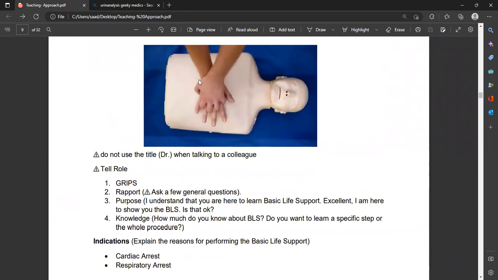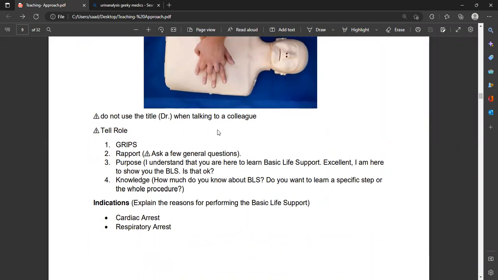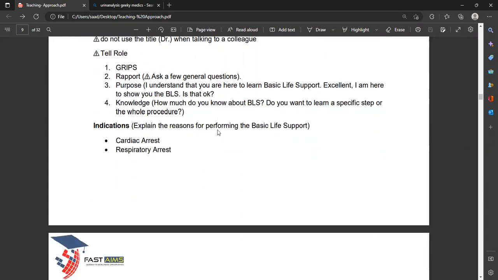The mannequin will look like this. Just familiarize yourself with this mannequin. You will have a similar mannequin in the exam. So familiarizing yourself will make you more confident. When you are standing outside the cubicle, reading the scenario, you will know what's inside. It would be a mannequin inside, and I have performed BLS. That removes worries most of the time.